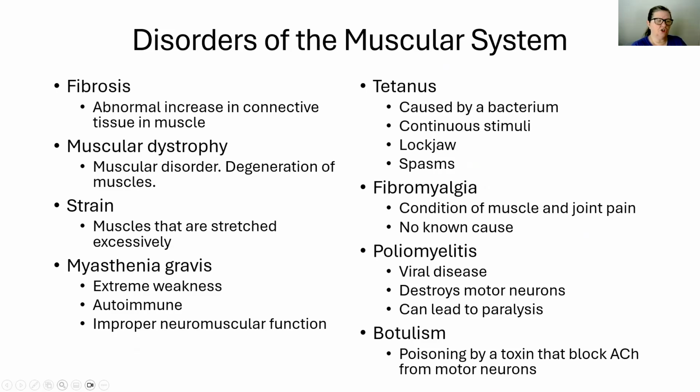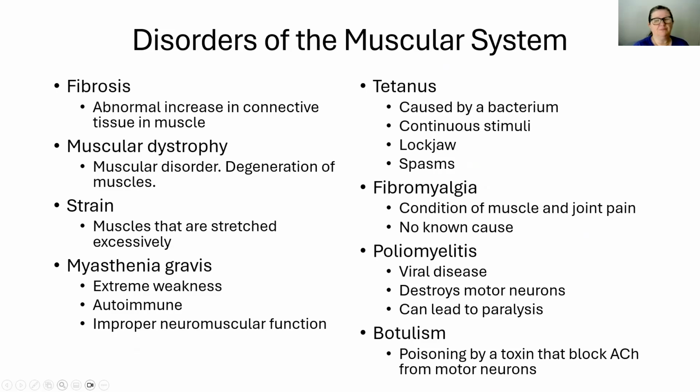Fibromyalgia is a condition of widespread muscle and joint pain, and there's really no known cause for it. Fibromyalgia is still, in the grand scheme of things, a fairly new disorder. And by new, I mean not in the last year, probably 25, 30 years. So it hasn't been around forever, and there's still really not a known cause for it.